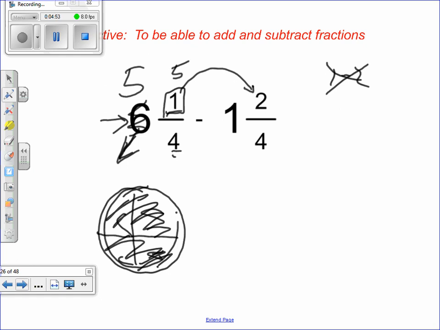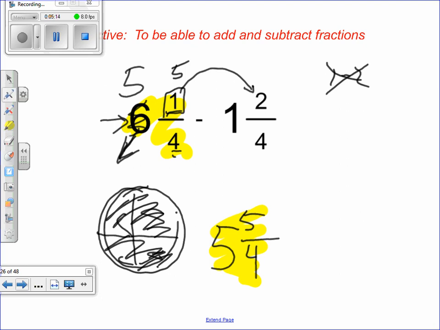So now, instead of saying I have 6 1/4 cheesecake, I'm going to say I have 5 5/4 cheesecake, which means the exact same amount of cheesecake. I did not get rid of any cheesecake there. I wouldn't let that happen, okay? So this, right here, 5 5/4 is equivalent to 6 1/4. It's just another way of writing it.